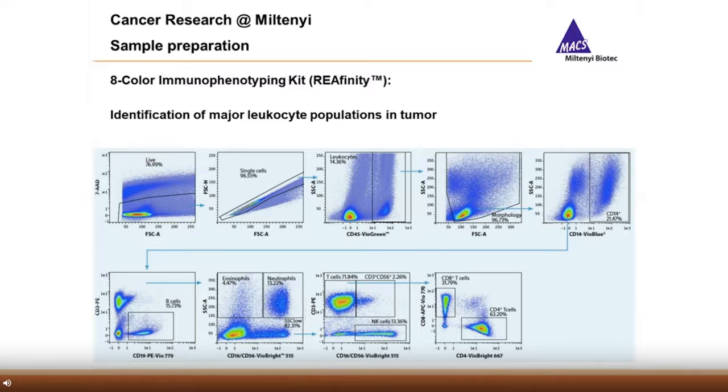We can then identify CD14-positive macrophages, and from the CD14-low population, we plot CD19 versus CD3 to identify B cells. From the non-B cell gate, we plot CD16 and CD56 in the same channel against side scatter to identify neutrophils and eosinophils. From the side scatter low gate, we plot CD16 and CD56 against CD3 to identify NK cells, T cells, and CD3-positive, CD56-positive cells. Finally, from the T cell gate, we plot CD4 versus CD8 to identify our major T cell populations.